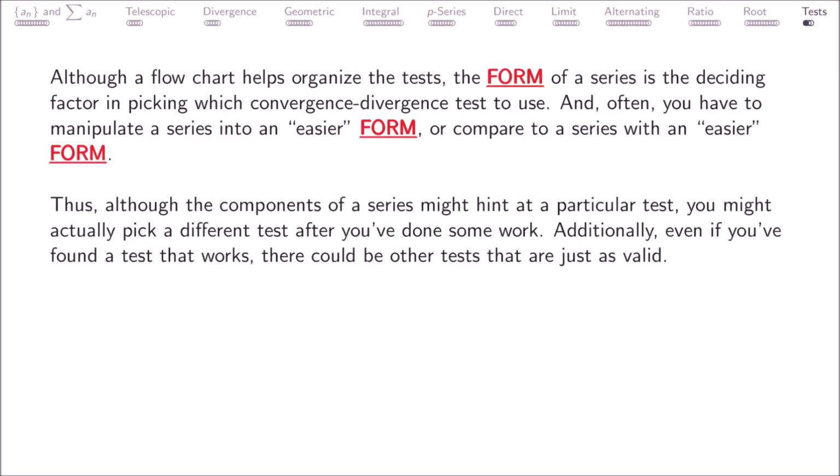Although a flowchart helps organize the tests, the form of a series is the deciding factor in picking which convergence-divergence test to use, and often you have to manipulate a series into an easier form or compare it to a series with an easier form. Thus, although the components of a series might hint at a particular test, you might actually pick a different test after you've done some work. Additionally, even if you found a test that works, there could be other tests that are just as valid.